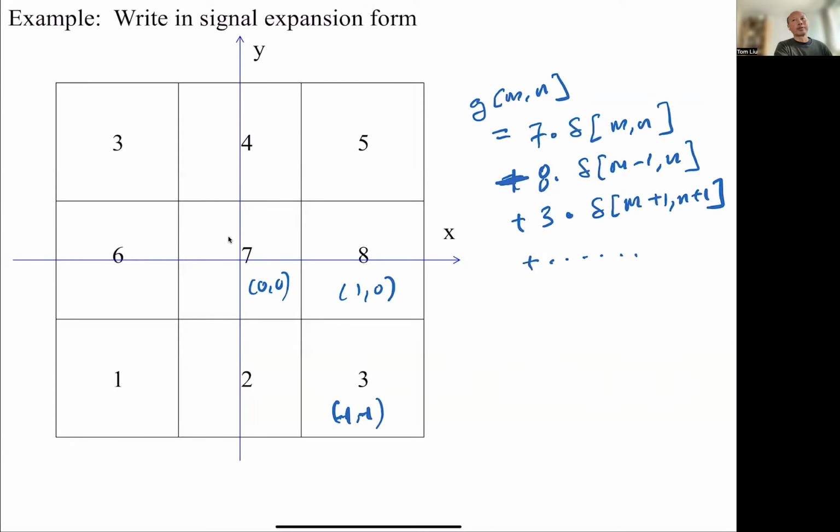If you can write down what this image is in terms of scaled and shifted delta functions, then, sorry, this is actually wrong. This is at 1, minus 1, right? So this should be m minus 1, yeah, n plus 1. Okay, so if you're new to this, it would be a good exercise for you to complete and just write out all the rest. And if you have any questions, feel free to let me know. All right.